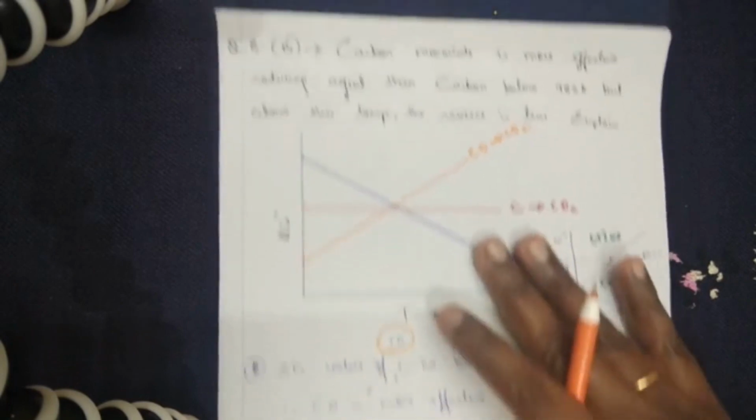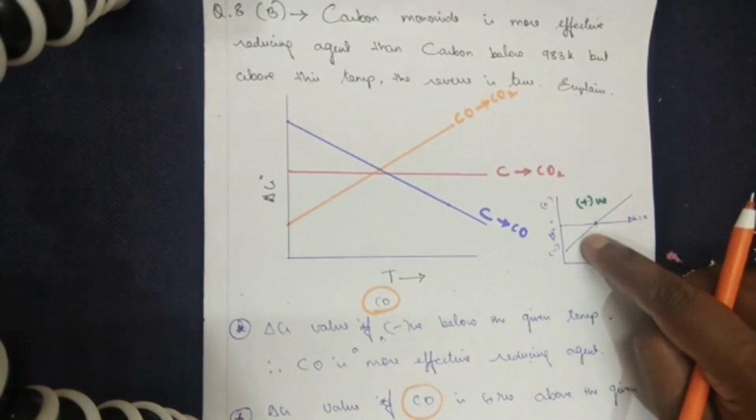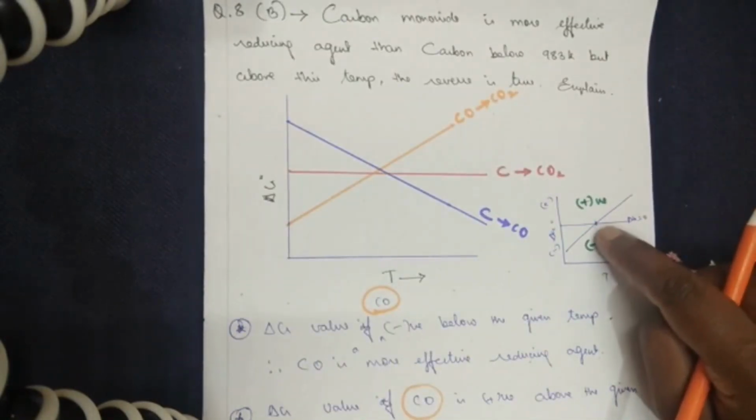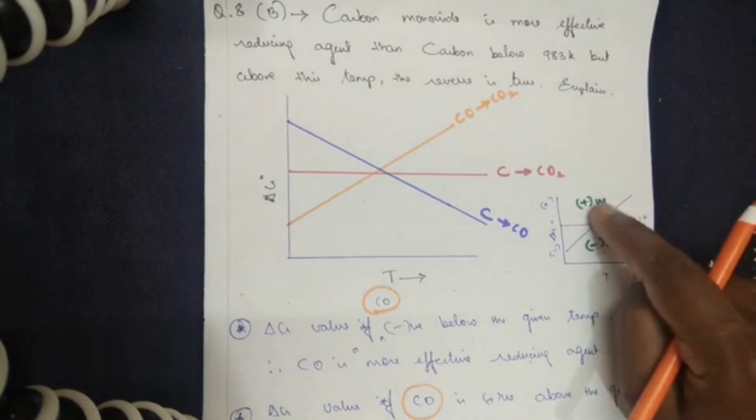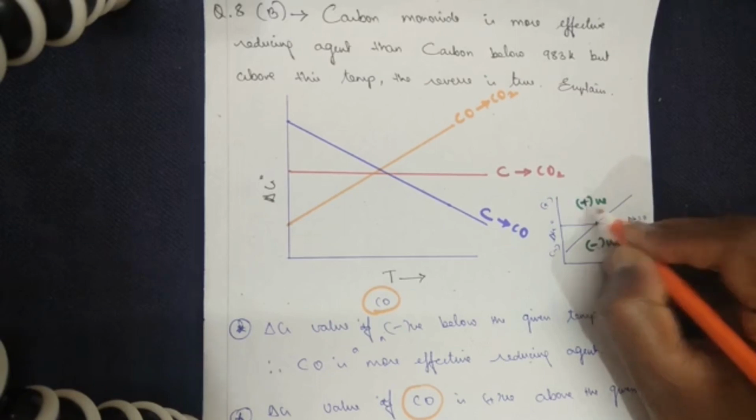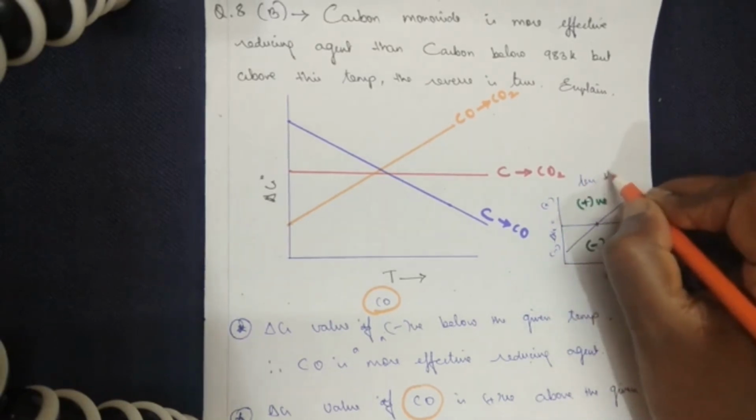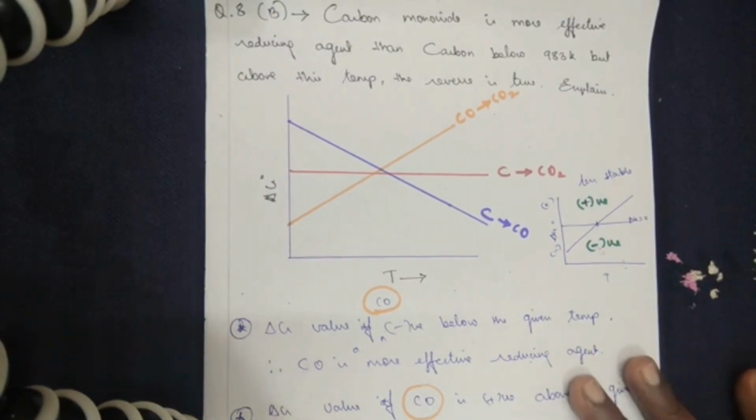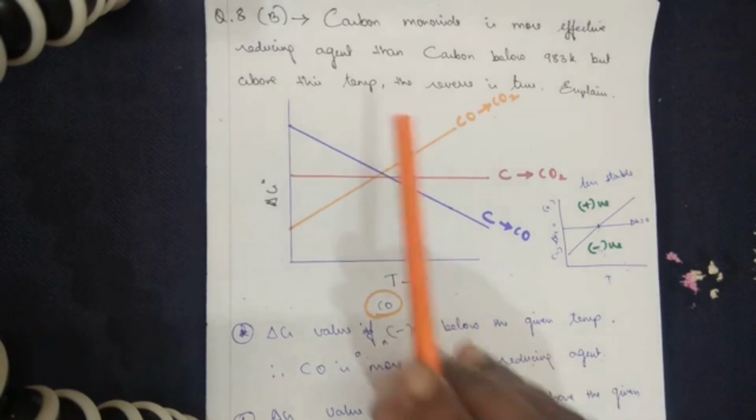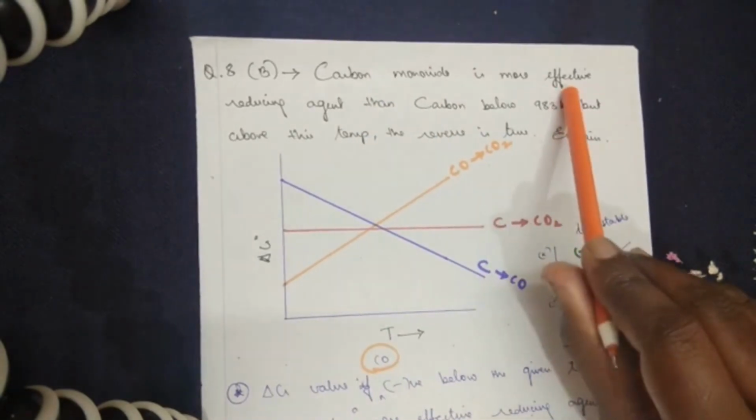I'll refer to this diagram once again. Once it crosses the equilibrium condition, it moves to the positive marking. So here, when it is a plus sign, it talks about a less stable oxide. When it is less stable, we needn't add any reducing agent. On their own, they get decomposed. Now I'm coming back to the question. Carbon monoxide is more effective.